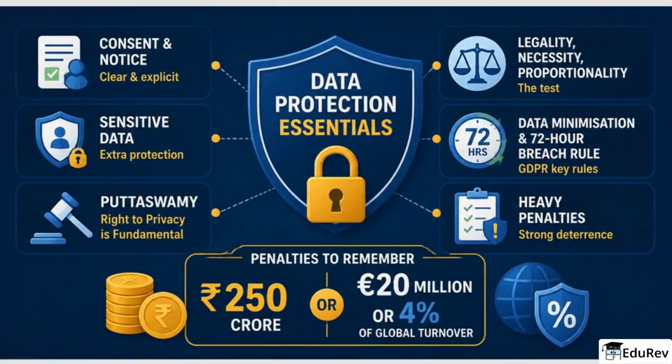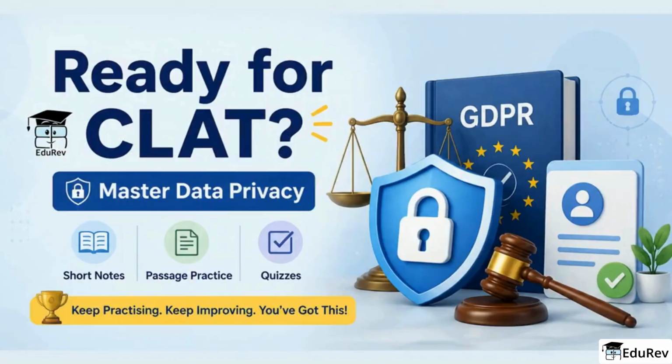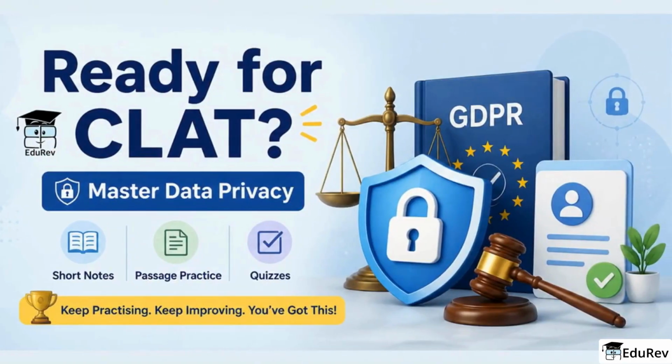Quick recap: explicit consent and transparent notice, special protection for sensitive data, Puttaswamy's legality, necessity and proportionality test, GDPR's data minimization and 72-hour breach rule, and penalties to remember: 250 crore rupees and 20 million euros or 4%. You're now ready to tackle CLAT-style questions on data privacy.